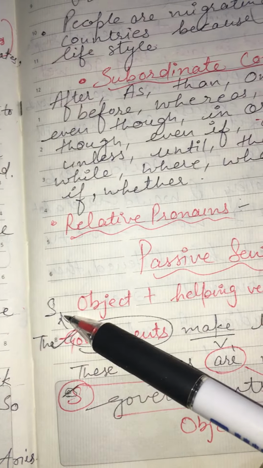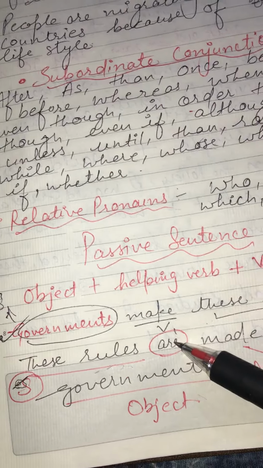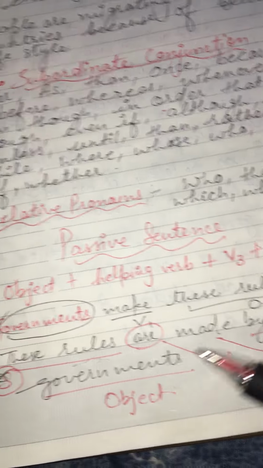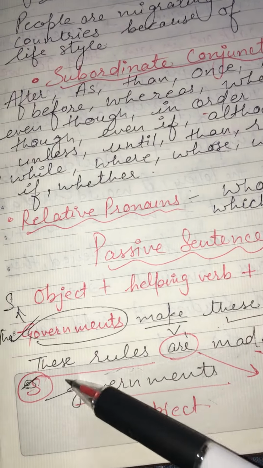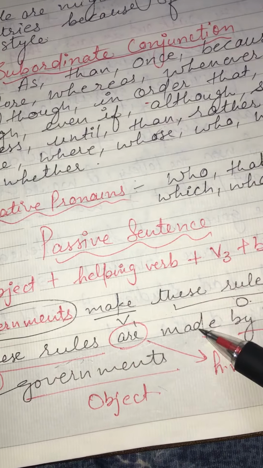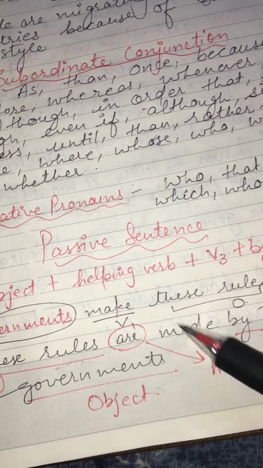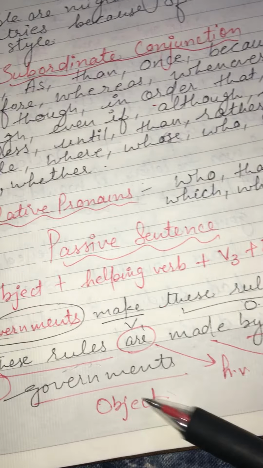The government is the subject, make is the verb first form. These rules is the object. Now the object is the subject. These rules, are is the helping verb, made is the third form of make, by the governments.